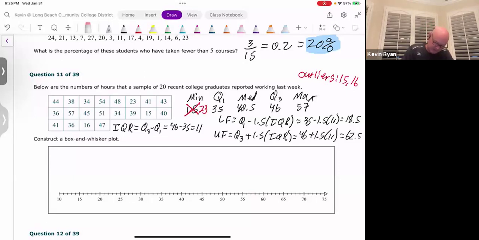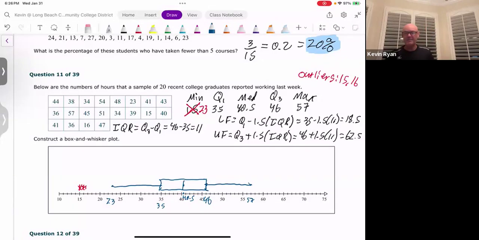All right, let's put down our outliers. That's at 15 and it's 16. And now we're going to start at 23, pardon me. So 23. And then we have 35, 40 and a half, and 57. There you have it. Box and whisker plot with outliers. Make sure you check for the outliers.